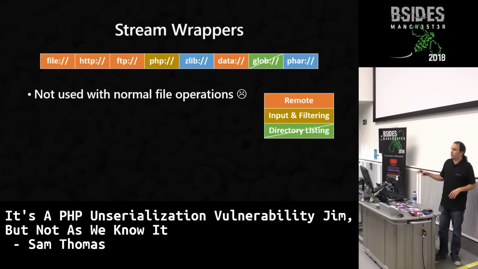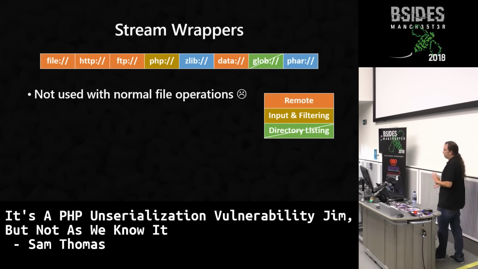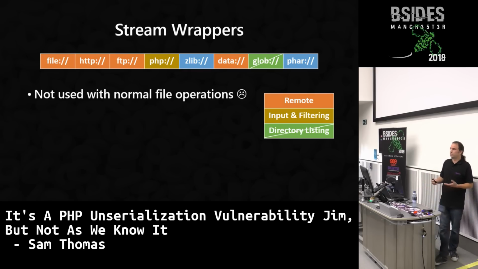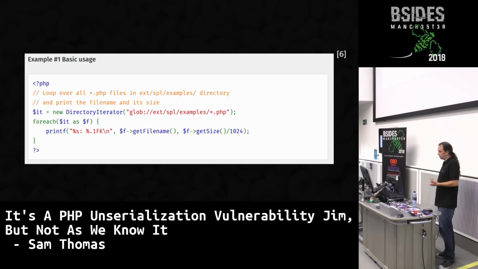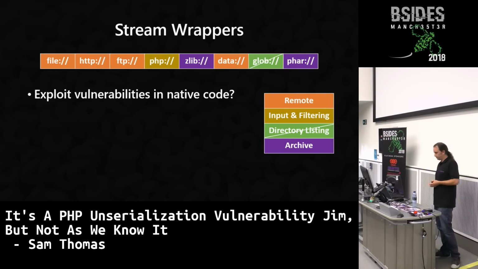The next stream wrapper is glob. Whenever I come across this, I think it's going to be really useful, but it works differently from the others. So you can't, for instance, call file_get_contents on glob and then a path and get a listing of files. This is the example from the manual of how it's used. So it's used with a directory iterator there. And there's a page in the manual that lists all the operations supported by any stream wrapper, and the glob stream wrapper literally supports none of them.